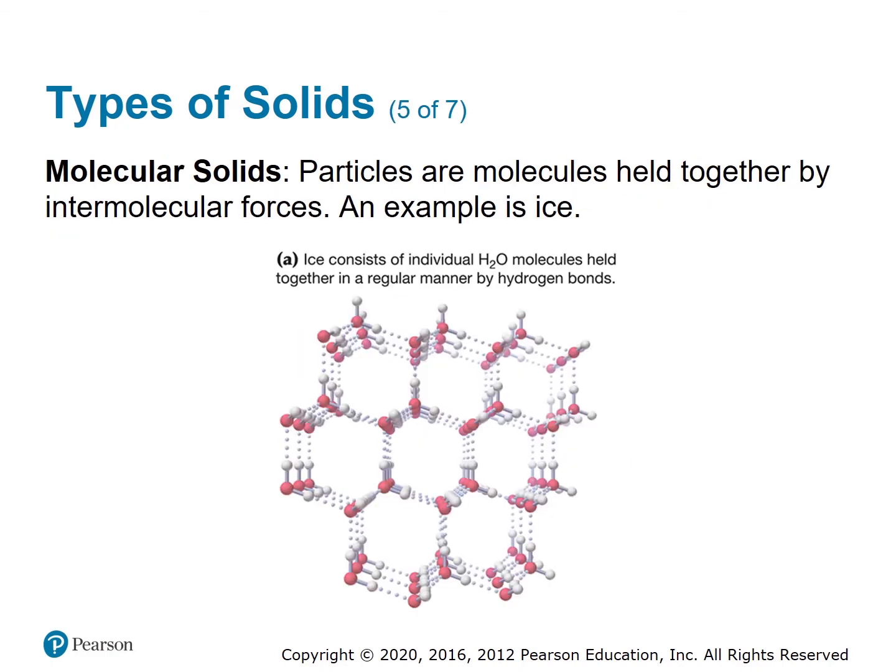Here's a diagram that shows how water molecules are held together in ice, a molecular solid. The solid lines represent oxygen-hydrogen covalent bonds within individual water molecules, and the dotted lines show the hydrogen bonding intermolecular forces between the oxygen atoms of one water molecule with the hydrogen atoms of a different water molecule. And overall, you can see the repeating 3D pattern intrinsic to a crystalline solid.